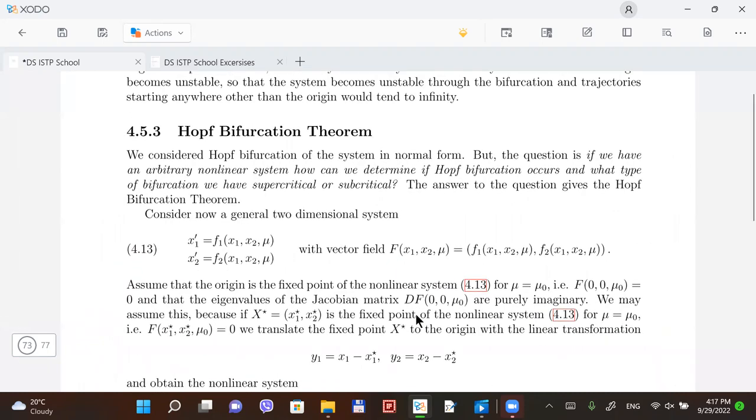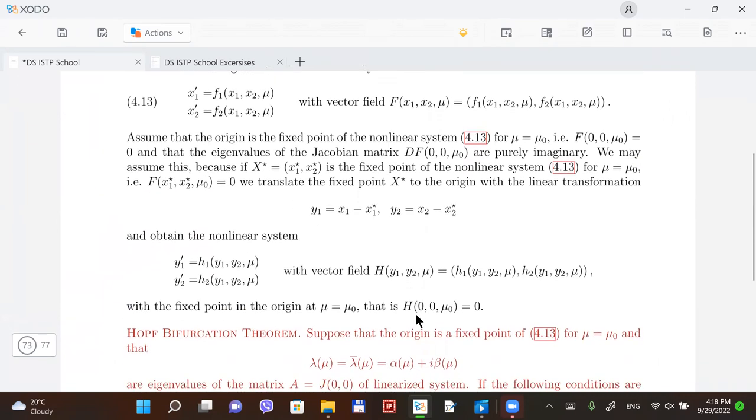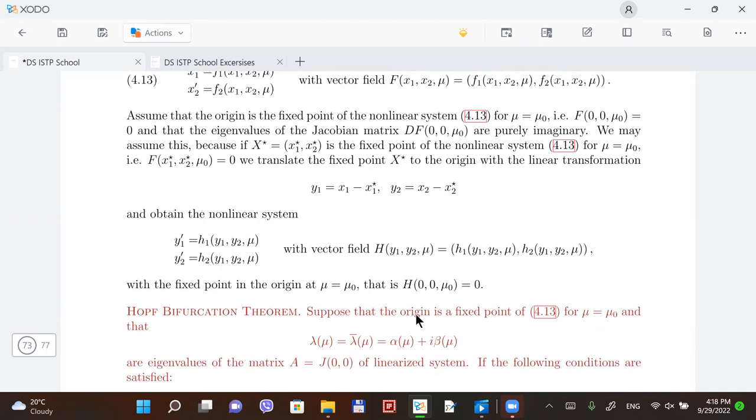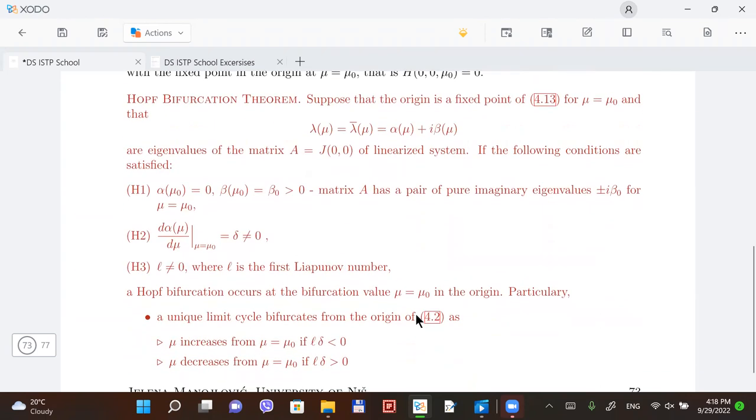Again, I put the calculation in the technique. The calculation is not pleasant at all, but now using the computer, everything can be done. So again, the question: considering arbitrary two-dimensional systems, not in a normal form, there is a well-famous Hopf bifurcation theorem, giving conditions under which the system undergoes a Hopf bifurcation.